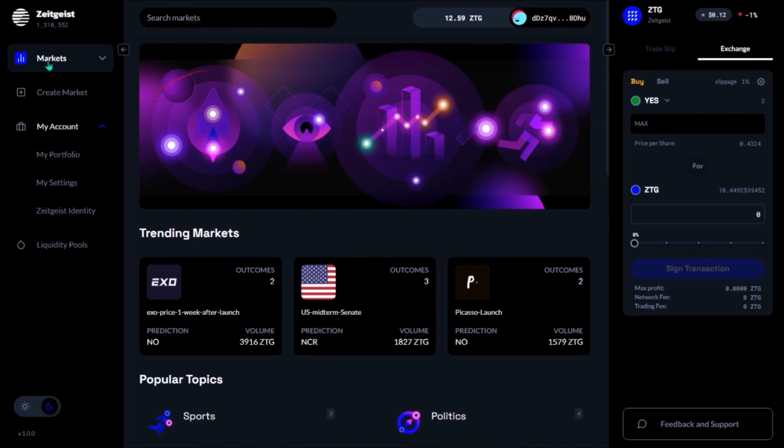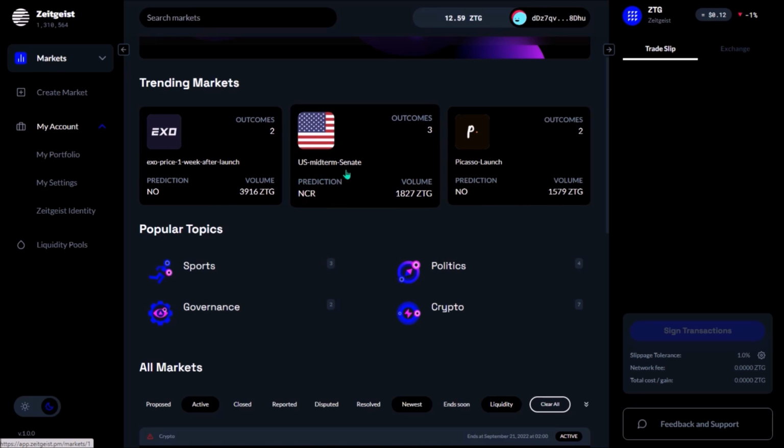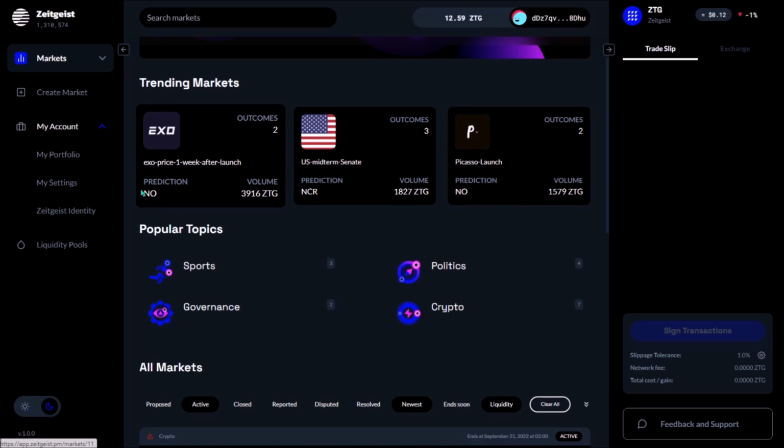First tab is markets. Here are currently trading markets with the highest ZTG volume. Market name, number of possible outcomes for each market. So this Kusama market has 2 possible outcomes and this US midterm Senate market has 3. And here is the current expected outcome of this market, so the prediction of the majority of participants. These are prediction market categories.